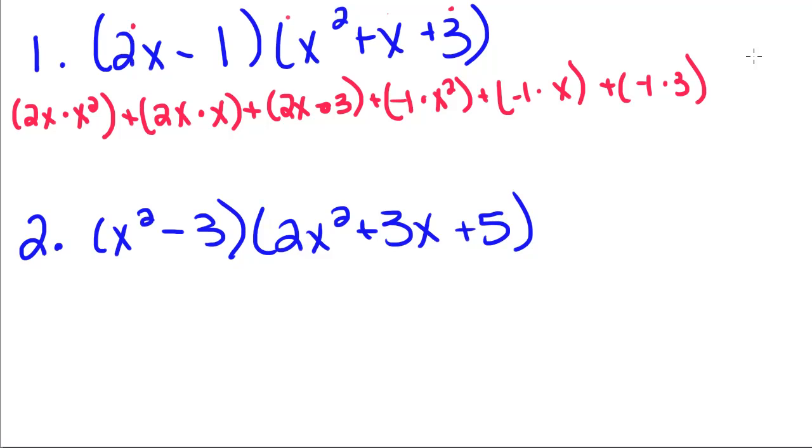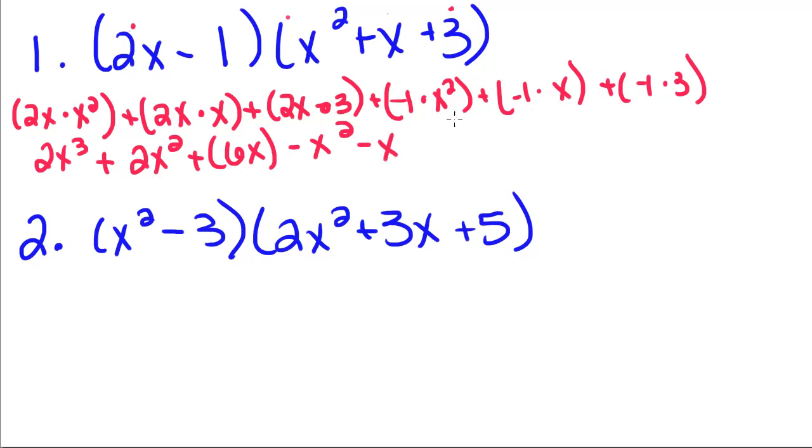Now, right now I'm writing out each term just to show you what it looks like and to help you get in the practice of doing it. But pretty soon these will become really easy for you and you won't have to write as much of your work out. But when you're learning, it's really good to start by showing all your work. So 2x times x squared is 2x cubed plus 2x times x, 2x squared, plus 2x times 3, 6x, plus negative 1 times x squared, so negative x squared, plus negative 1 times x, negative x, plus negative 1 times 3, negative 3.